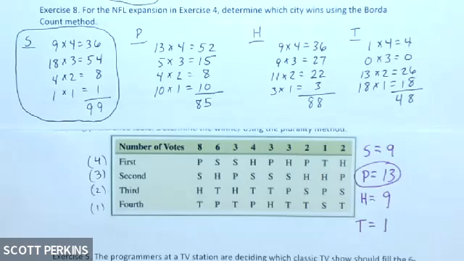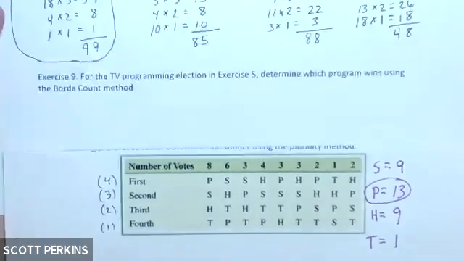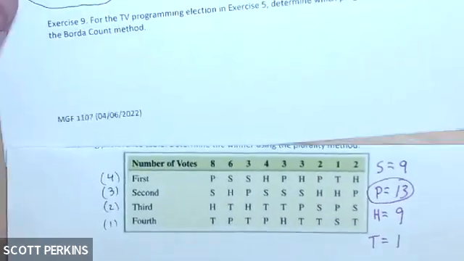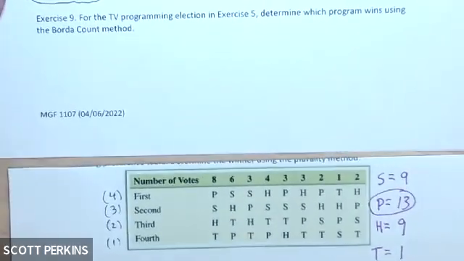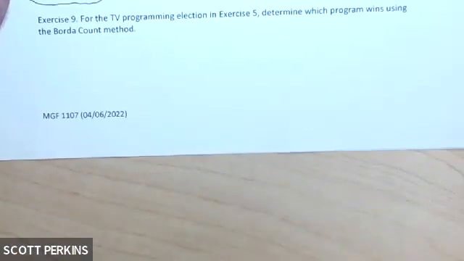Okay, so one more of these, and then the busy work part of the day is done. So if you would do the same thing one more time for the TV programming problem in exercise 5, and we're going to determine what TV show goes on by the board account method.